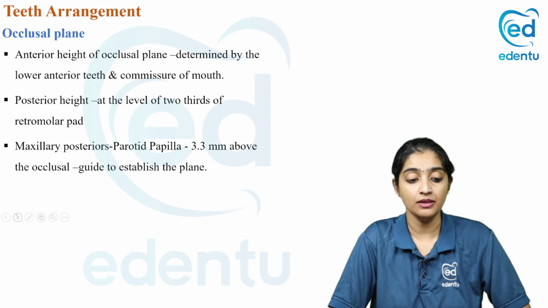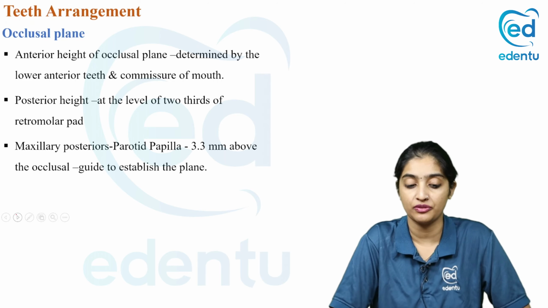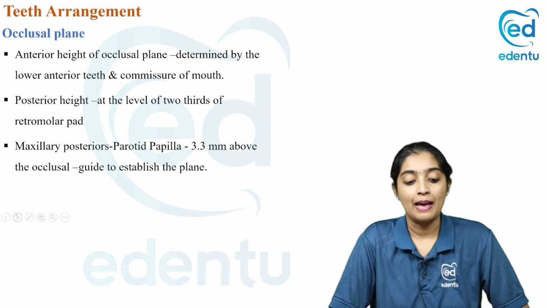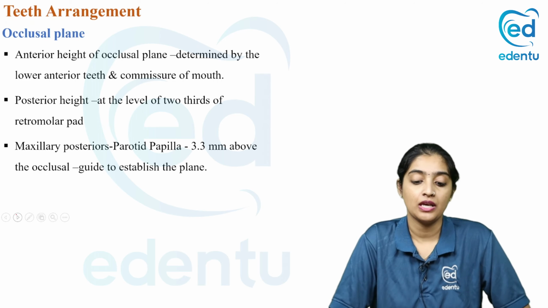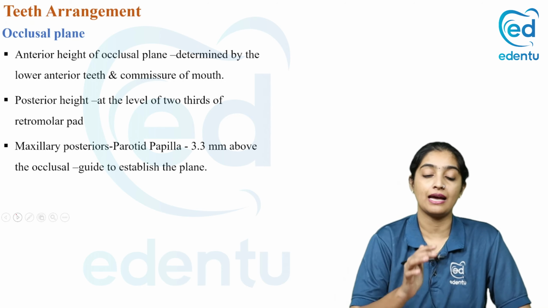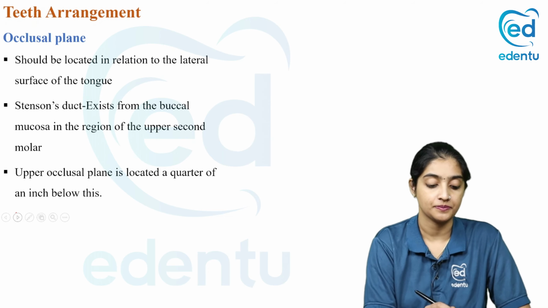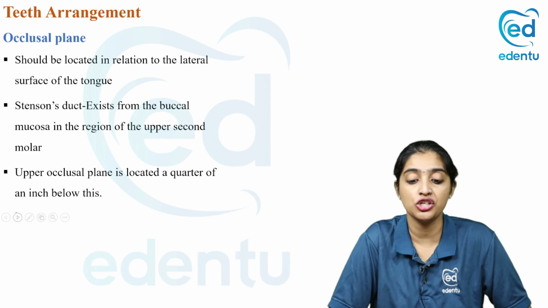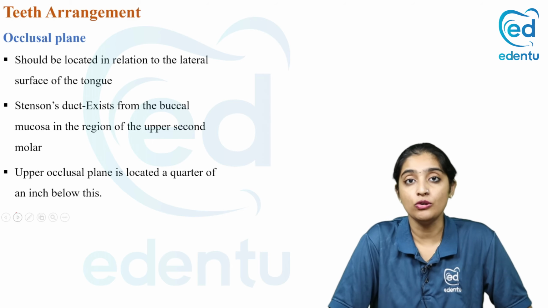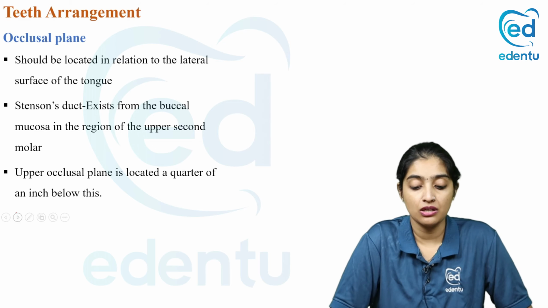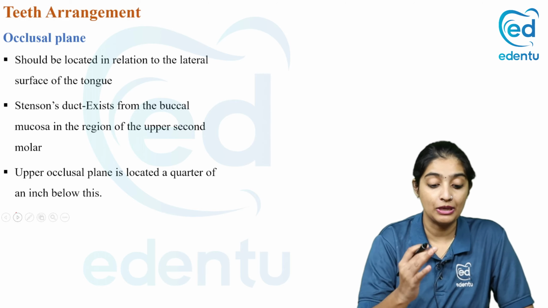Coming to the occlusal plane, the anterior height of the occlusal plane is determined by the lower anterior teeth and the commissure of the mouth. Posterior height is at the level of the two-thirds of the retromolar pad. Maxillary posteriors will be at the parotid papilla or 3.3 millimeters above the occlusal plane, which establishes the guide of the plane. The occlusal plane should be located in relation to the lateral surface of the tongue and without blocking Stenson's duct. The upper occlusal plane is located a quarter inch below this.